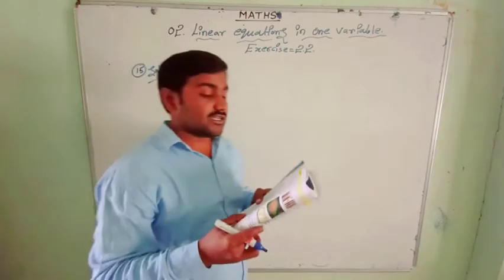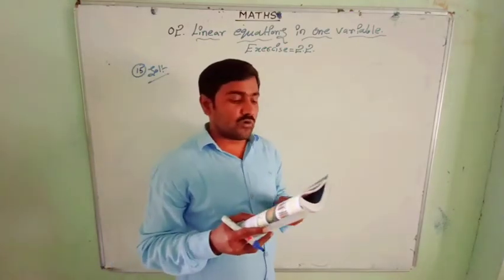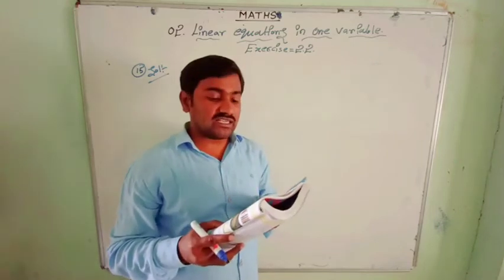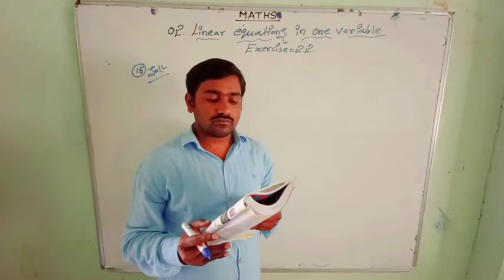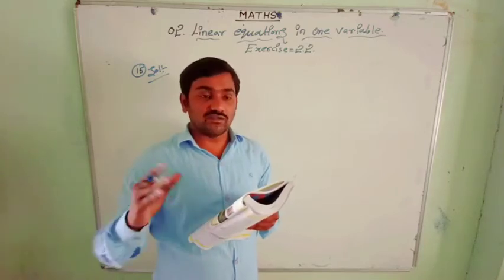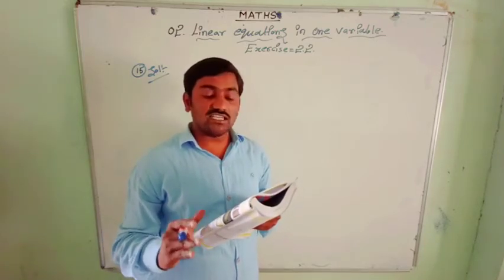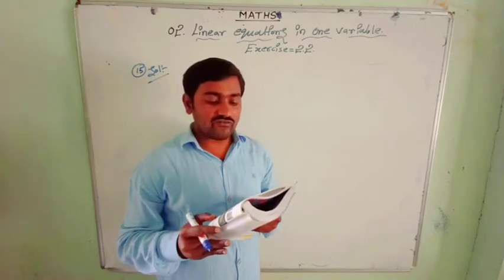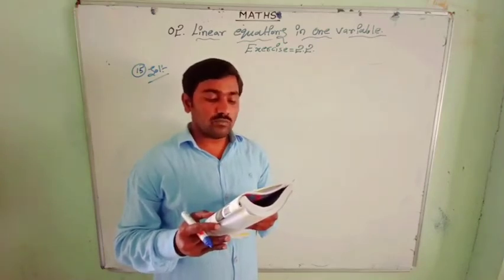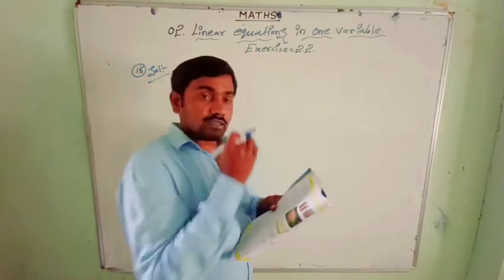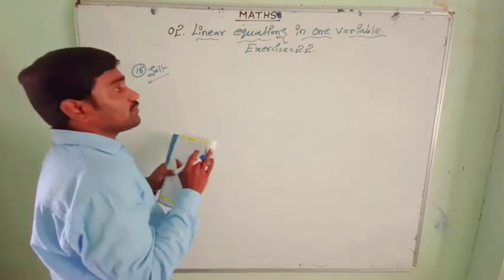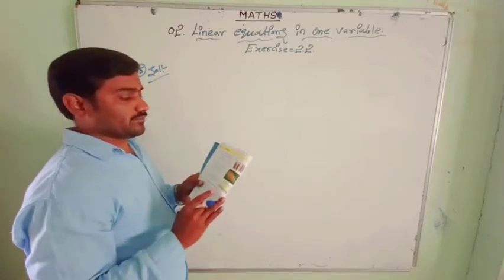A person spent rupees 564 on buying some pens and some pencils. Each pen costs 7 rupees and each pencil costs 3 rupees. The total number of things bought was 108. How many of each type did they buy? That means the total amount they spent.